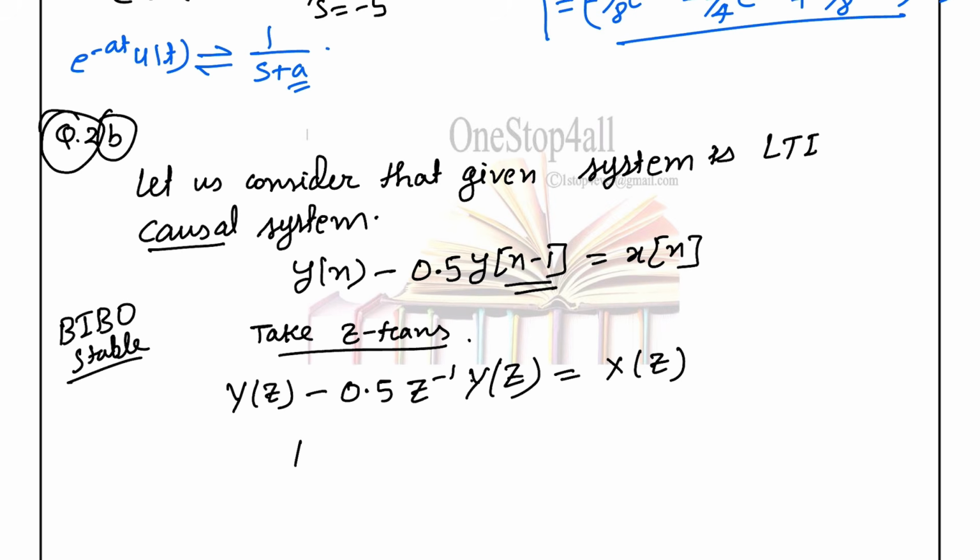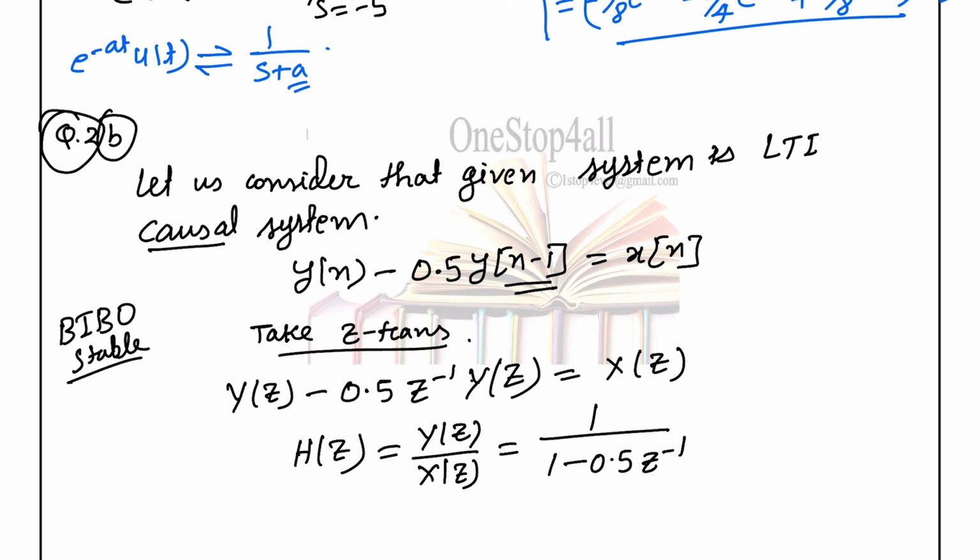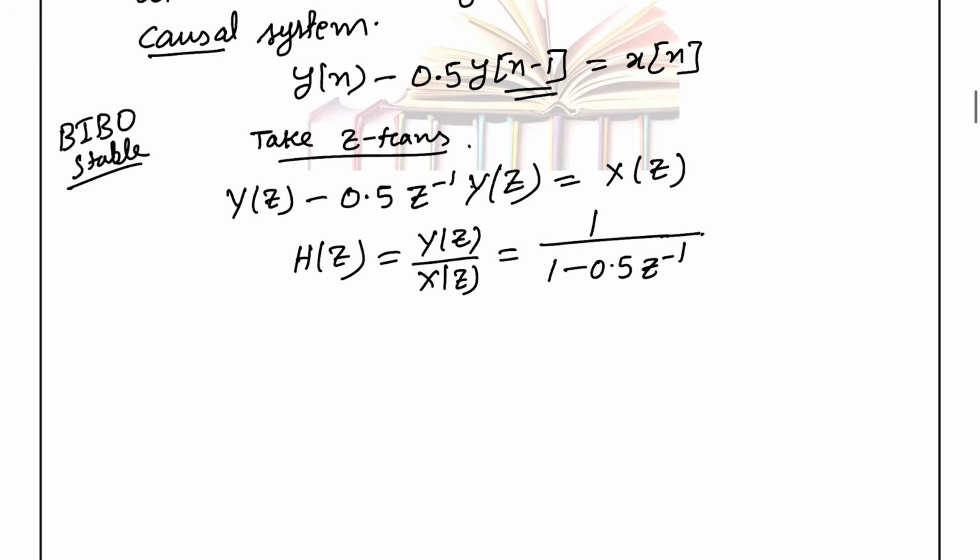Now from this what we can calculate is the transfer function in terms of z. What will be the transfer function? Y of z by X of z. So this will be 1 by 1 minus 0.5 into z inverse. It's a simple step, okay, simple step, okay.